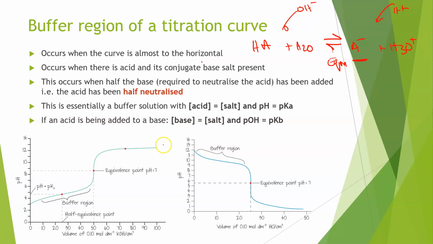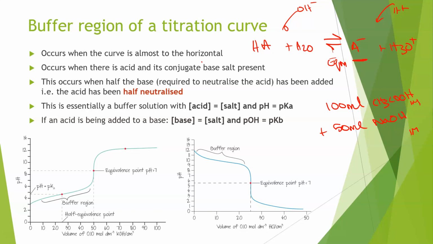So by definition, we say that we get a buffer region or a buffering system when half the base has been added, i.e. the acid has been half neutralized. So if we were to take 100 milliliters of ethanoic acid and treat it with 50 mL of sodium hydroxide, you would end up with half the ethanoic acid being neutralized, assuming they were the same concentration. So once you've neutralized half the solution, you have a buffering solution.